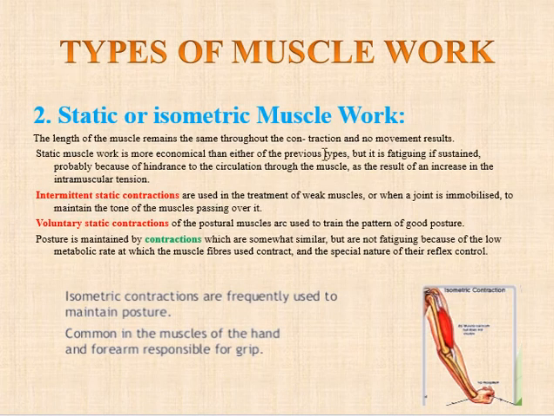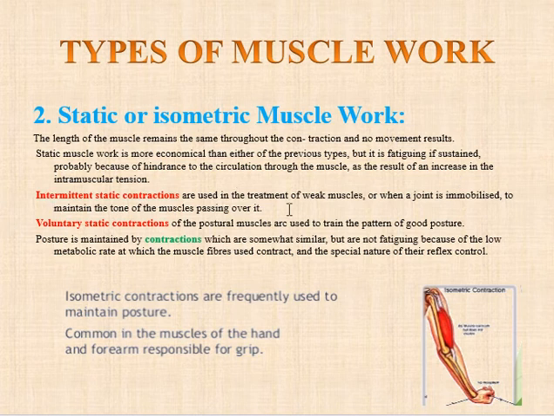Static or isometric muscle work. In this case, the length of the muscle remains the same throughout the contraction and no movement results. Static muscle work is more economical than either of the previous types but is fatiguing if sustained, probably because of the hindrance to the circulation to the muscles as a result of increase in the intramuscular tension.